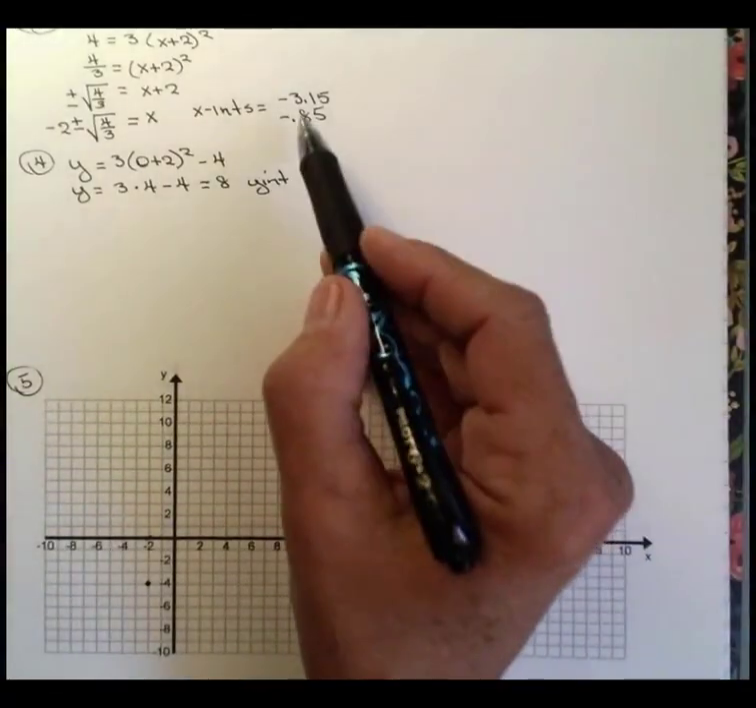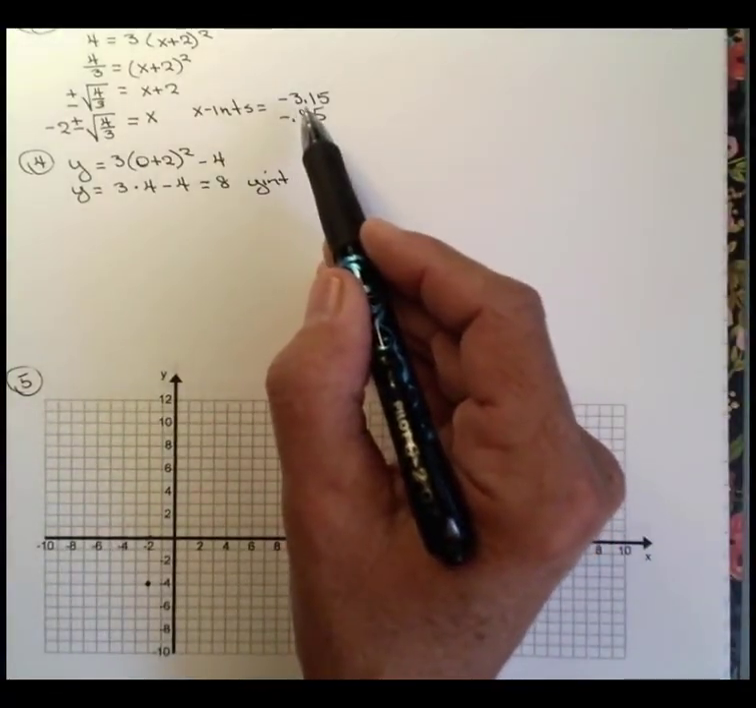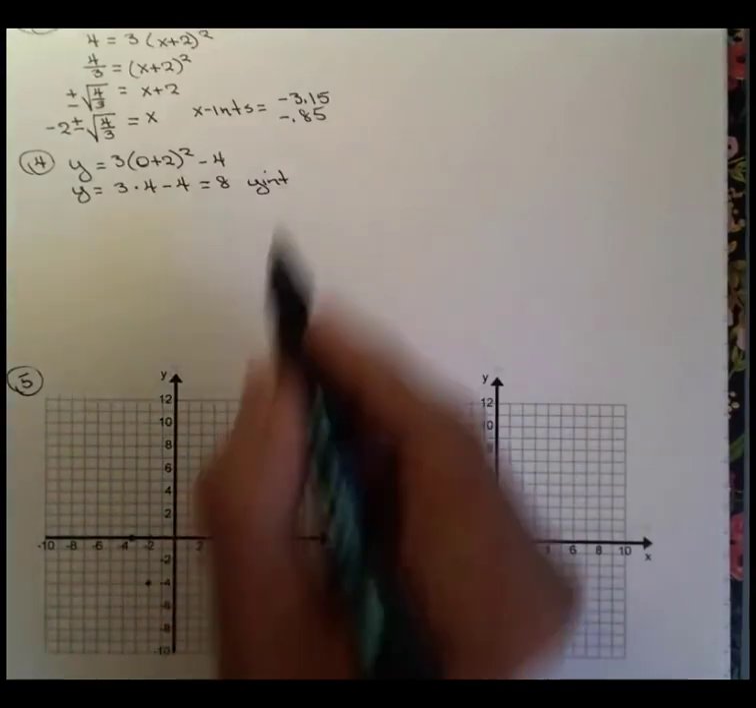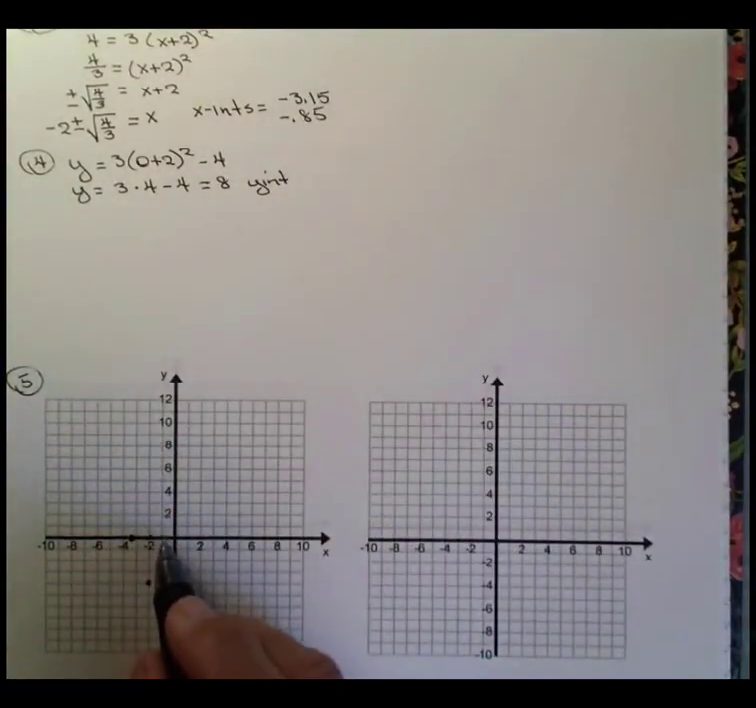I did find these x-intercepts, -3.15. So I can kind of guess that. There's -3. I'll put -3.15 right about here. And -0.85 is almost to the number 1, right? So it's going to be right about here.